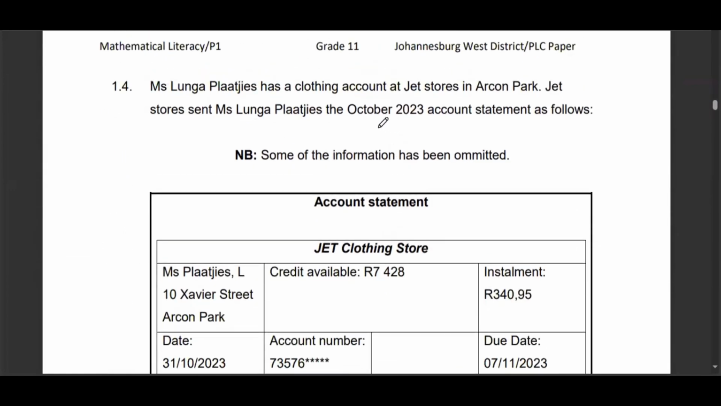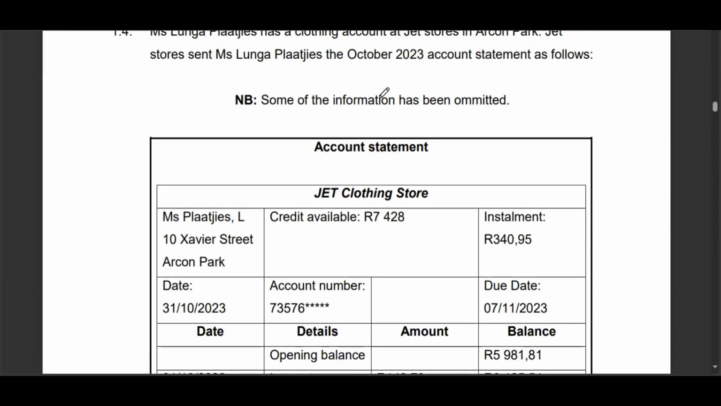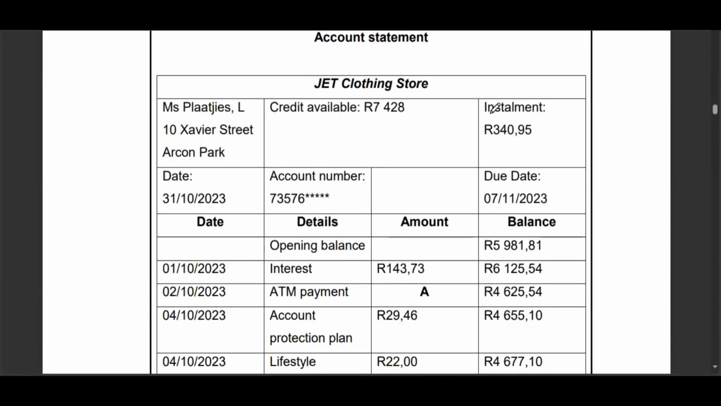All right. Mrs. Longa Paracheze has a clothing account at Jet Stores in Echo Park. The Jet Store sent Mrs. Longa an account statement on October 20, 2023 as follows. Some of the information has been omitted. Some of the information has been left out.